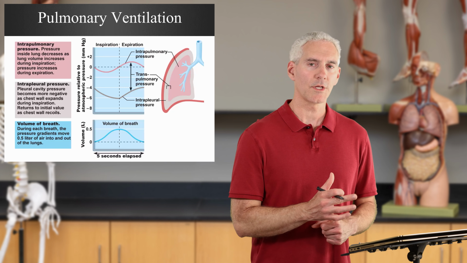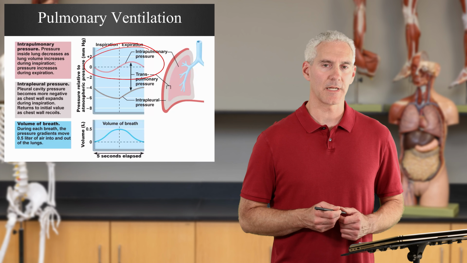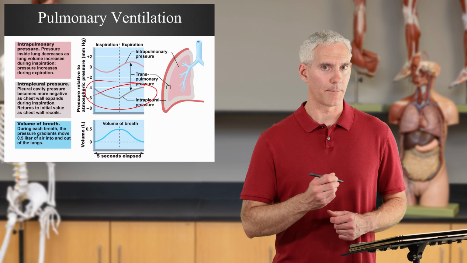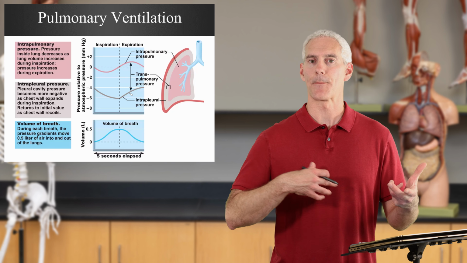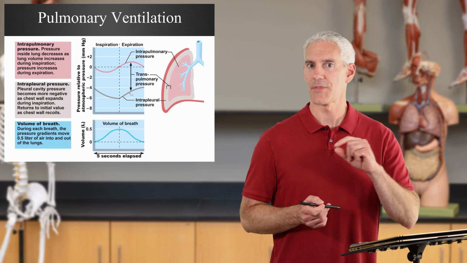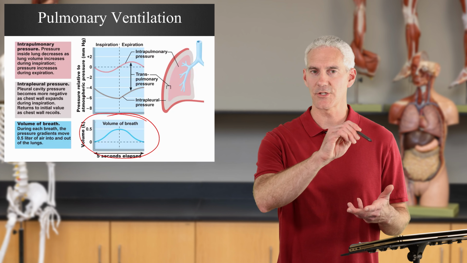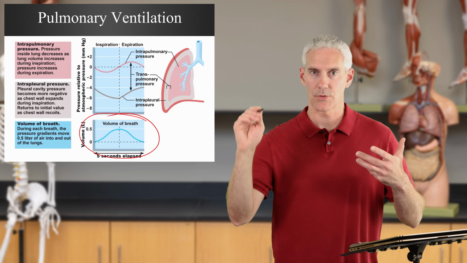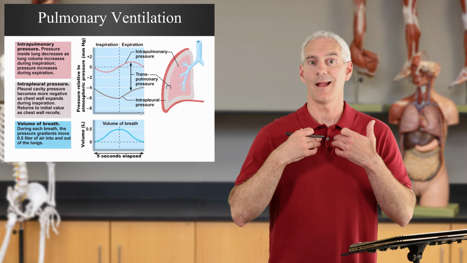Now this one, looking at 3 different things here. Up top, that's the intrapulmonary pressure. The next one down is the intrapleural pressure. Now we know the difference between the intrapulmonary pressure and the intrapleural pressure is the transpulmonary pressure, and that better be negative. The third thing is this volume of breath. You'll notice the volume of breath just goes up, but it comes back down. Sure, you breathe in, you breathe out. So basically, you're increasing the amount of air going in, and the same amount of air is heading back out.